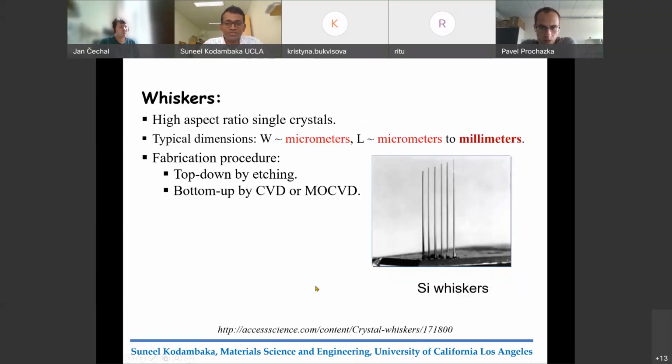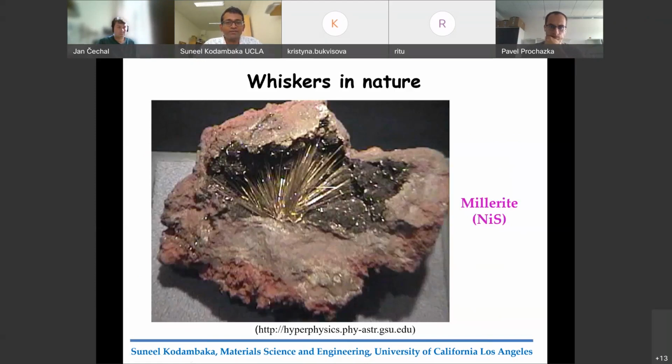And if you're old enough, you may also have heard of the term called whiskers. And so these are no different from nanowires. It's just that their dimensions are different. And typically their widths are microns in width, and the lengths can be millimeters. And typically these were used in the field emission applications. And these have been grown by the same techniques that I'm going to be talking about, using vapor phase synthesis.